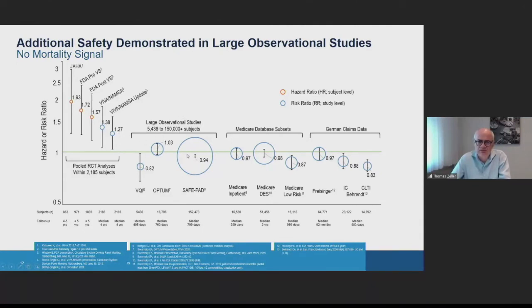If you look at even much bigger real-world data sets, that means large observational studies, Medicare databases, or German claims databases, you can see that there's virtually no difference in terms of all-cause mortality for the use of DES or DCB. And for the German analysis, we even found a survival benefit if DCB had been used.